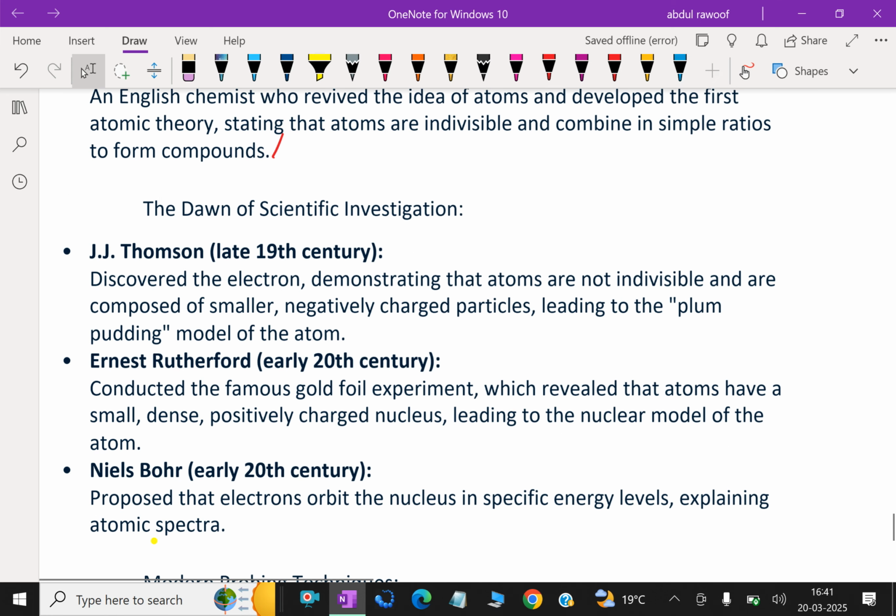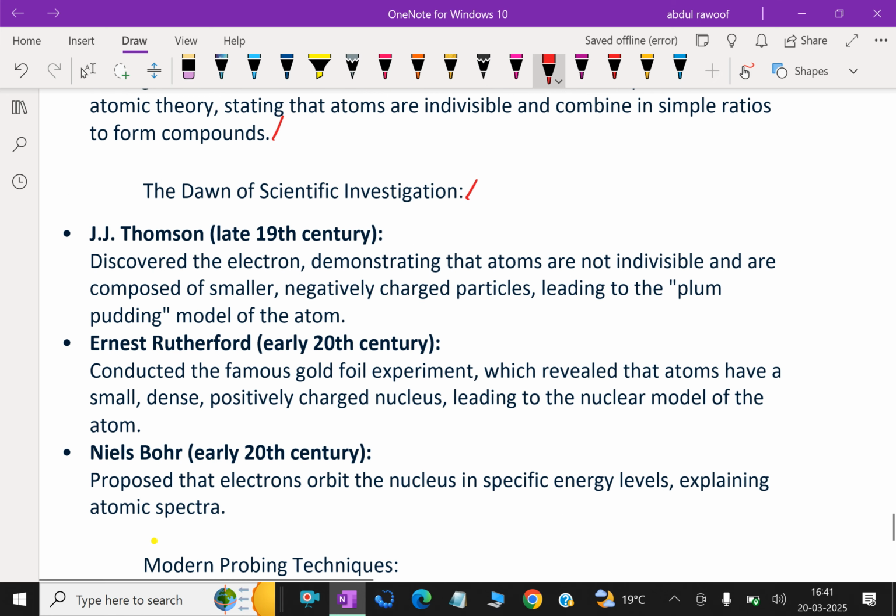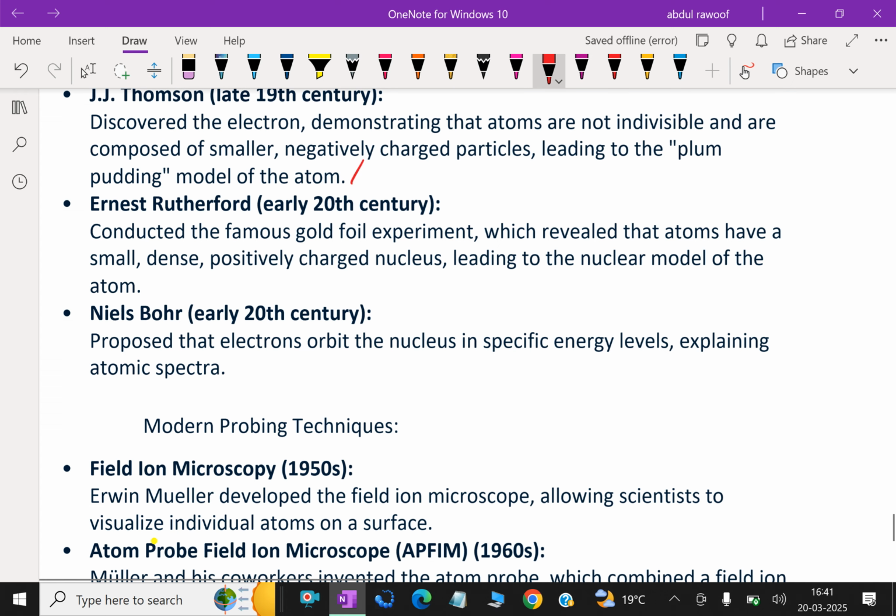The dawn of scientific investigations. J. J. Thomson, in the late 19th century, discovered the electron, demonstrating that atoms are not indivisible and are composed of smaller negatively charged particles, leading to the plum pudding model of the atom. Ernest Rutherford, in the early 20th century, conducted the famous gold foil experiment, which we already discussed, which revealed that atoms have a small, dense, positively charged nucleus, leading to the nuclear model of the atom.